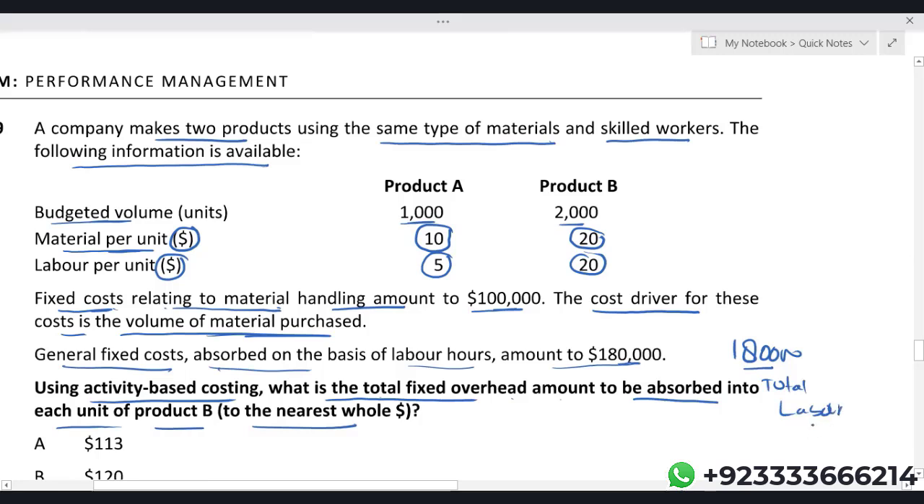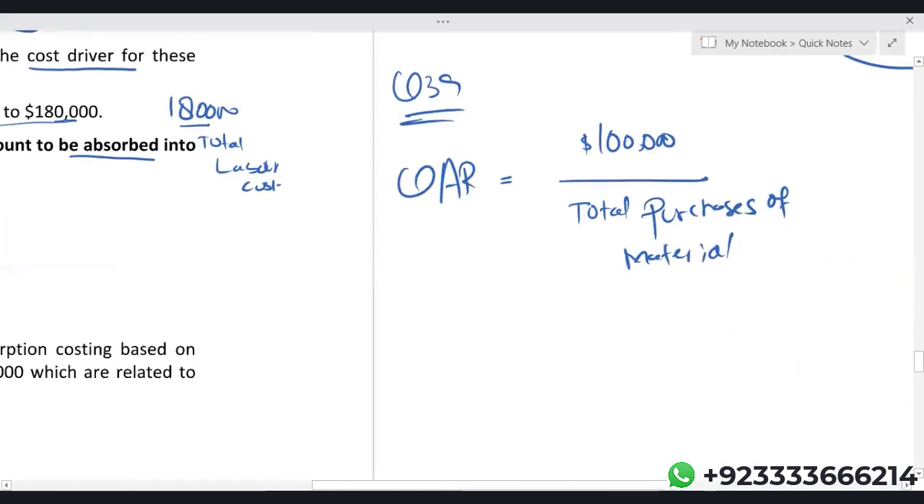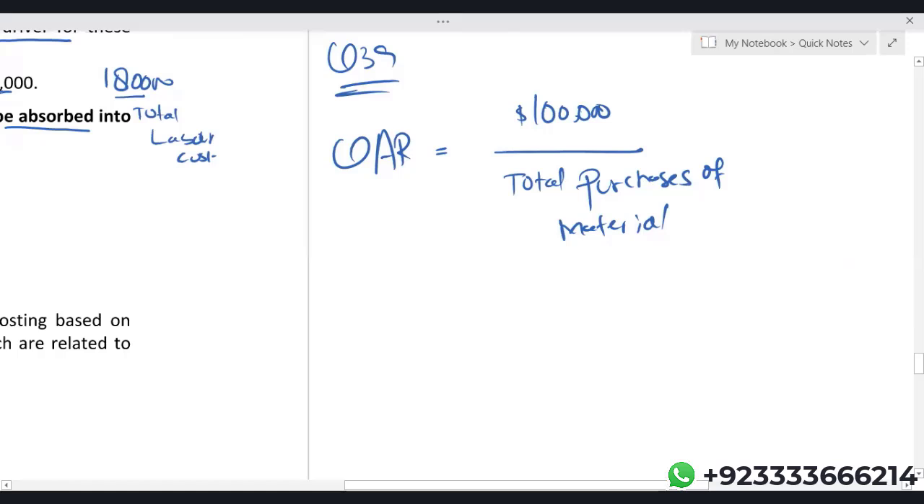Examiner has not given us how many hours we need in 1 unit of A and 1 unit of B. Instead of that, examiner has given us labor cost per unit: labor cost per unit of product A is $5, per unit of product B is $20. So now there's only one way to calculate the overhead absorption rate: 1,80,000 divided by total labor cost. Okay. Now let's try. First, obviously, we'll be calculating the overhead absorption rate, and after that, you will automatically get the final result.